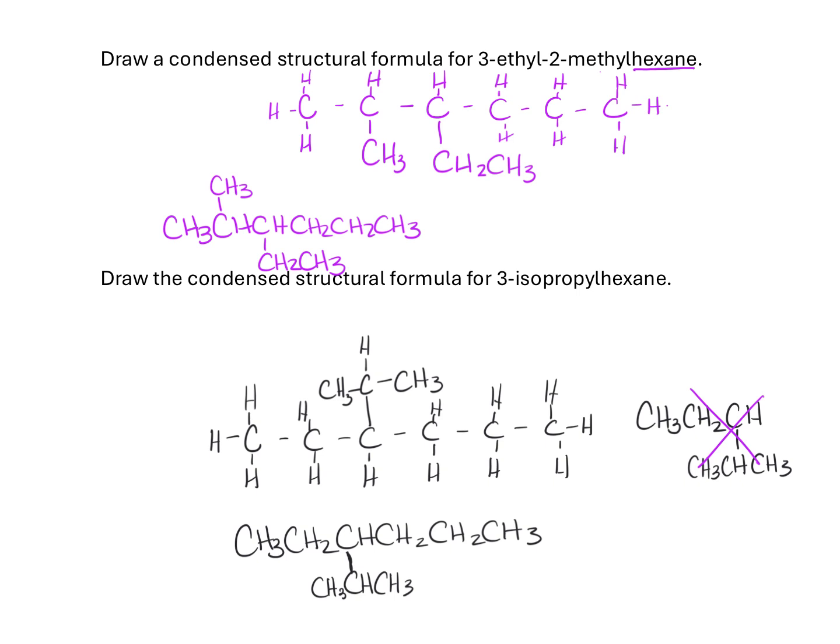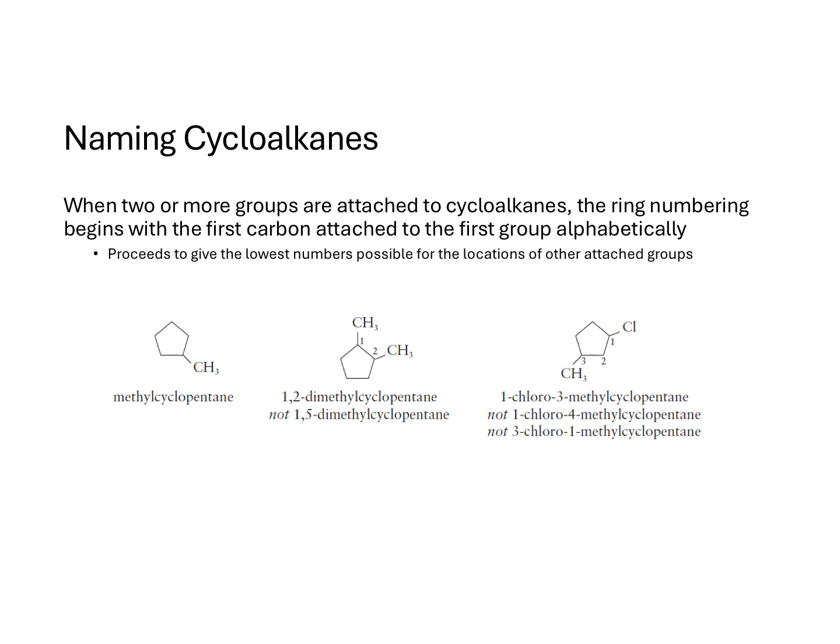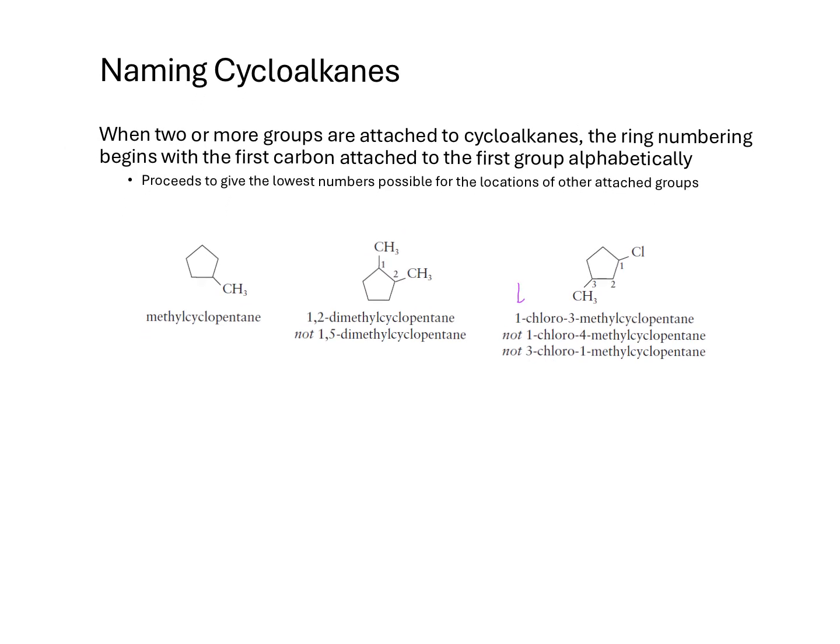Well, maybe the burning question in your heart is, hey, Dr. Pierce, what about cycloalkanes? We talked about those in the last screencast. And you name them in much the same way. There's a little bit of one exception here. When there are 2 or more groups attached to a cycloalkane, you number the ring with the first carbon being the one attached to the first group alphabetically.